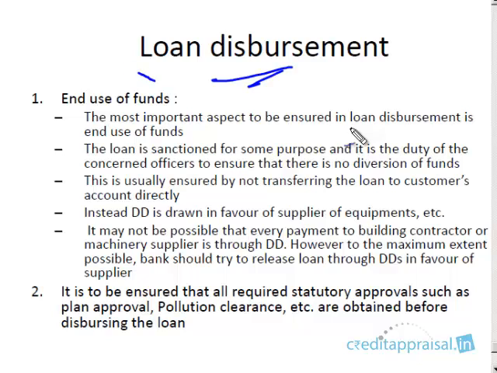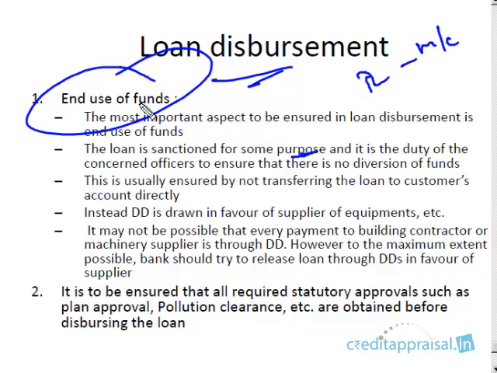as a banker is the end user of funds. The term loan was sanctioned for some specific purpose, for example to purchase a particular machinery, or for a particular project which comprises land, building, machinery, and various other components. There is a purpose to the term loan.